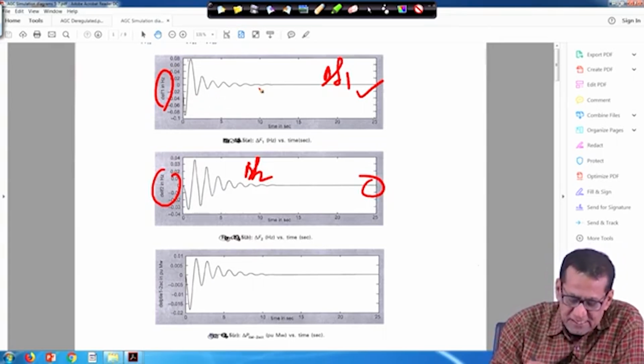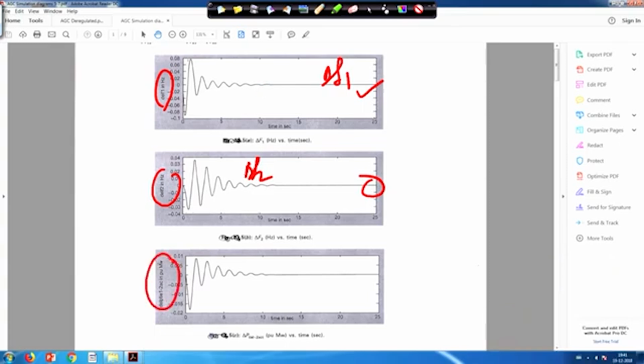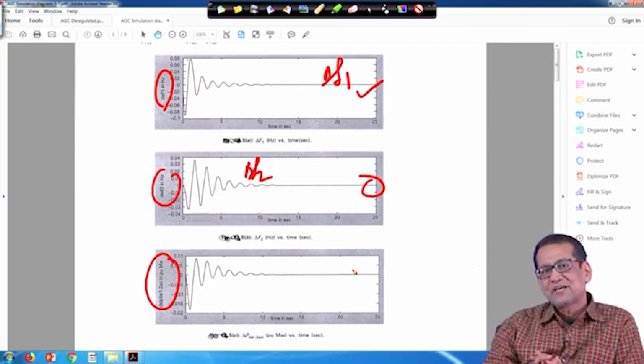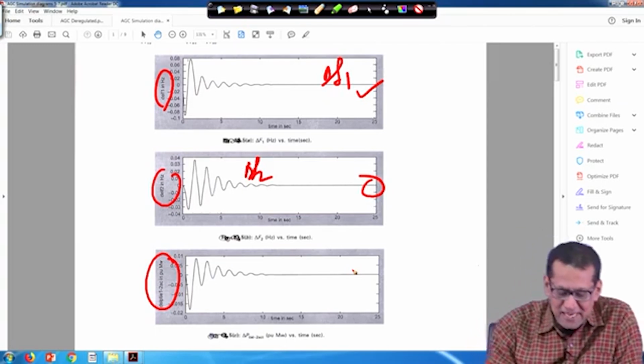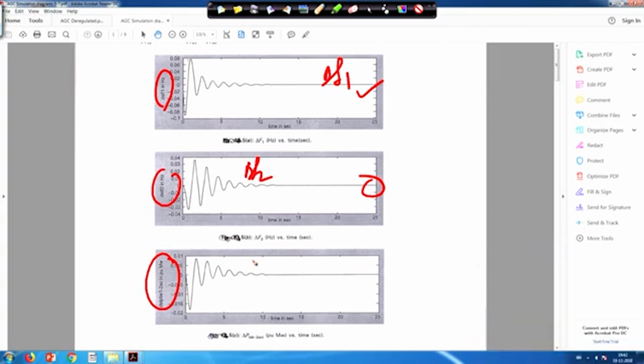Similarly, this is your delta P tie 1 to actual. For this case, the distribution companies in area 1 actually demand power from the GENCOs of that same area, right. So there is no question of actual tie line power flow. So the scheduled tie line power flow will be 0, right. That is why the actual and error will give identical responses.